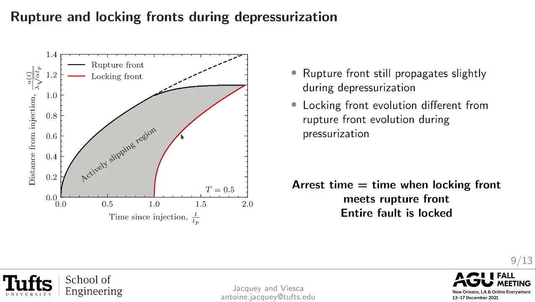Another important thing that we can notice is that the evolution of the locking front seems to behave in a different way than the evolution of the rupture front during the injection case. So there is a different mechanism which is driving the evolution of the locking front. And finally, we can define the arrest time of aseismic slip as the time when the entire fault is locked, or in other words, when the locking front meets the rupture front.